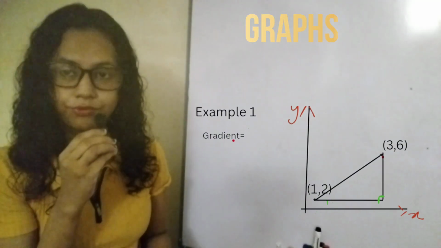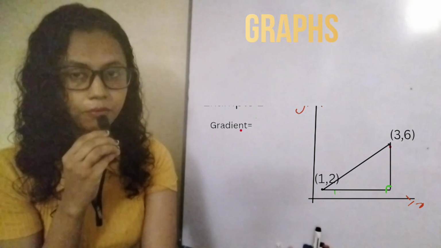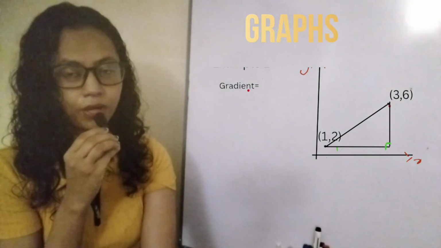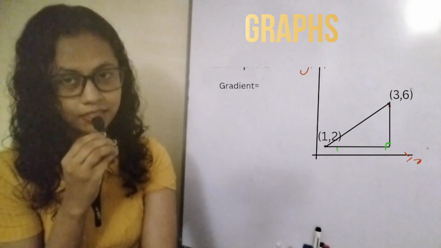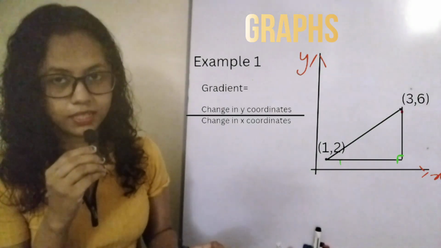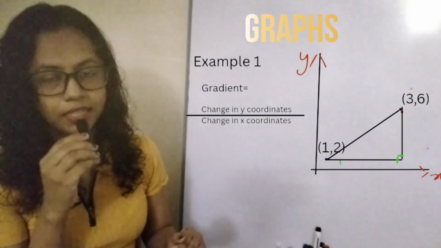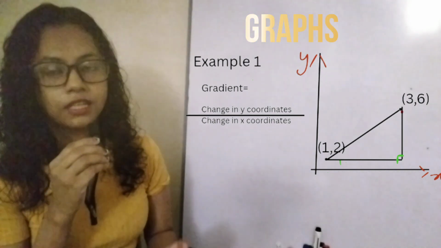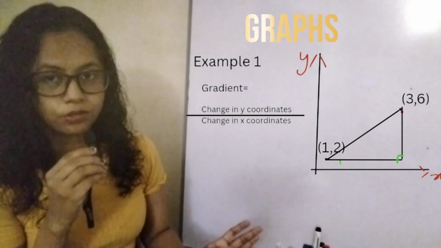Right? So first of all, we will draw a diagram. Mark the 2 points on the Cartesian plane and join the 2 points. Complete the right angle triangle. So gradient is equal to change in y coordinates divided by change in x coordinates. So what is the change in y coordinates? What are the 2 y coordinates of the 2 points?